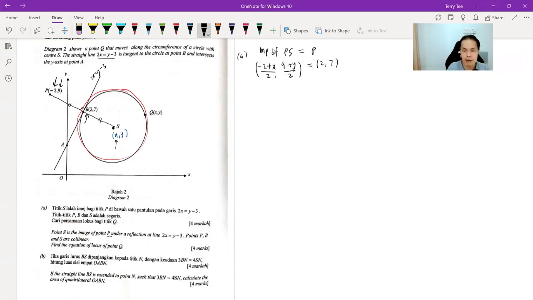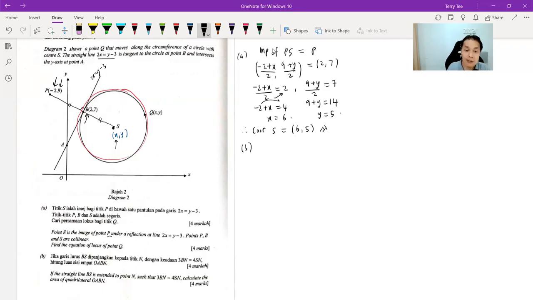Okay, so let's compare. When you compare, minus 2 plus x over 2 is 2. We multiply over: minus 2 plus x is 4. You bring over the 2, so x is 6. Likewise, for the y coordinate, 9 plus y over 2 is 7. 9 plus y is 14. 14 minus 9, so y is 5. Therefore, the coordinates of point S are (6, 5). All right. So that is the first part, part A.